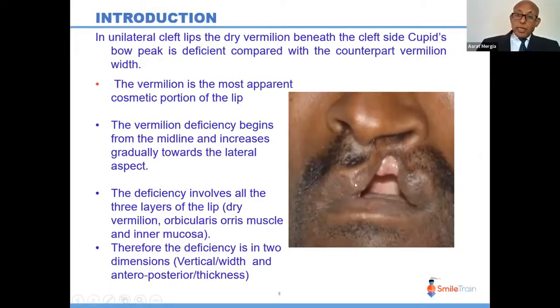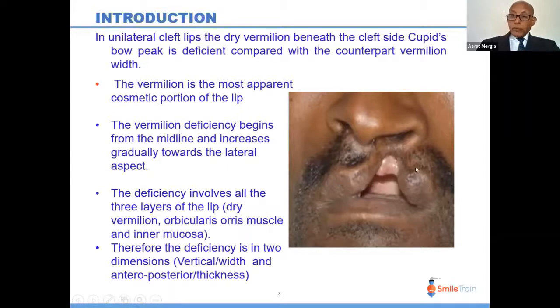So at the end of your surgery, your aim is to bring this similar to what it is on the other side, to have the mirror image on this side. Very basic: you have to fill this deficiency in one way or another so that you get a symmetrical Cupid's bow region, a symmetrical lip. So when you repair, you have to think in two dimensions. You have to repair the width, and also the anterior-posterior thickness of the lip by putting bulk in here.